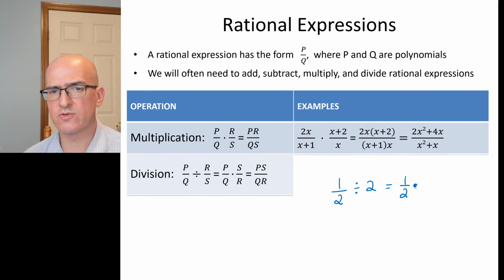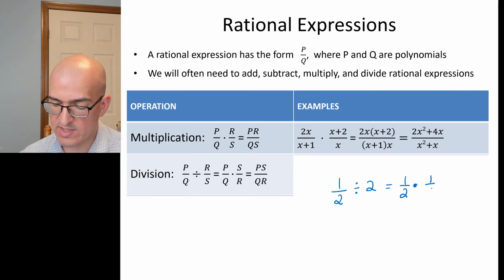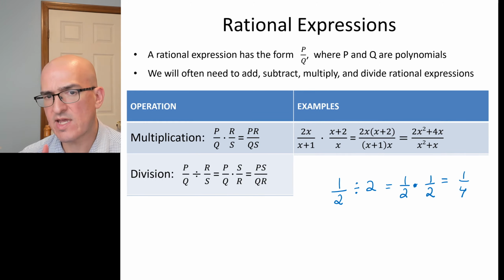But there's no down, there's no denominator. Well, remember, if there's no denominator, there can always be a 1. So I'm going to take that and rewrite it as a 1/2. So I flip the 2, it's a 1/2. Now I'm going to use that first rule, top times top, bottom times bottom. I get 1/4, I get 1/4 of the pizza. So that's taking a half and dividing it into 2.